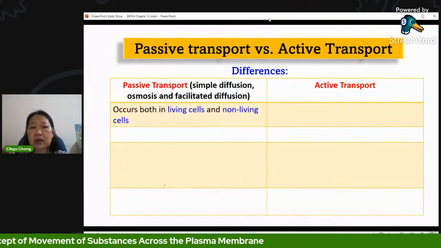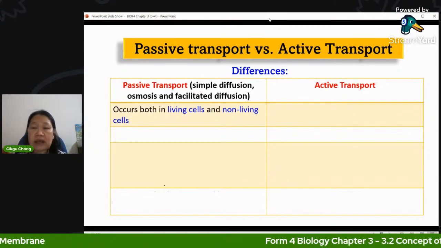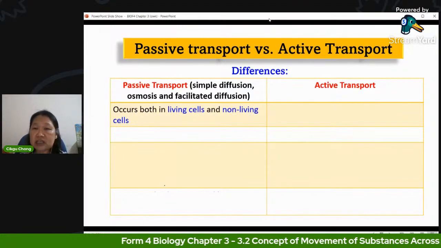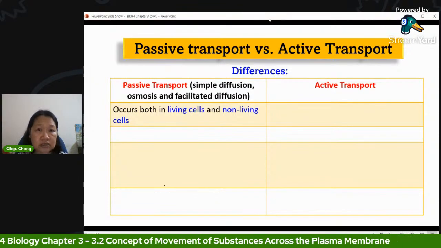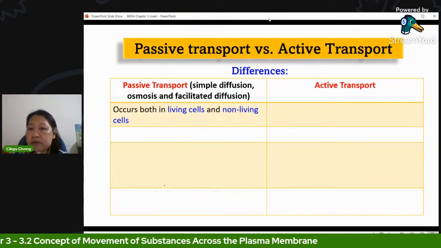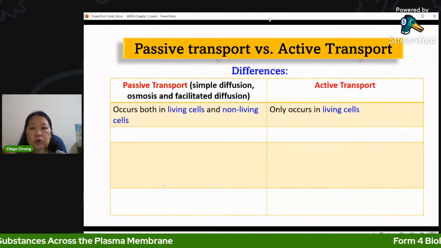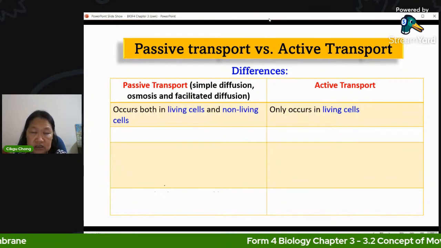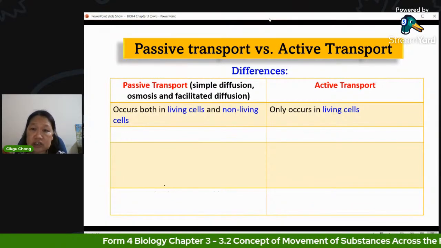Now, occurring where? Passive transport can occur in living cells and also non-living cells. That means across your Visking tubing, for example. Visking tubing allows osmosis. Visking tubing also allows simple diffusion. It's a non-living cell. But active transport only occurs in living cells. The reason is that it requires energy, and non-living cells will not have energy. So with no energy, it cannot carry out active transport.